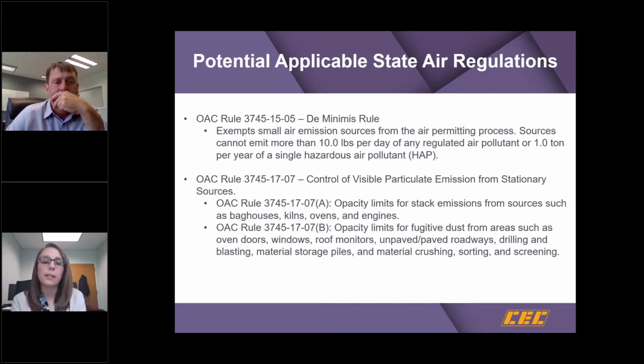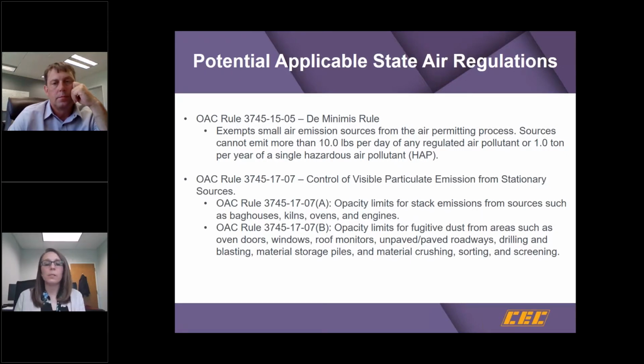Okay, so there is a rule called the de minimis rule, and this rule exempts very small sources of air emissions from the permitting process. The sources cannot emit more than 10 pounds per day of any air pollutant or 1 ton per year of a HAP. You'll find that really small sources such as small boilers, sometimes small engines, can take advantage of the de minimis rule.